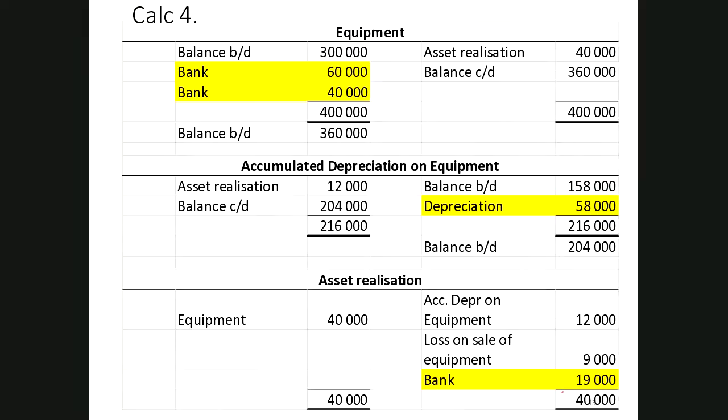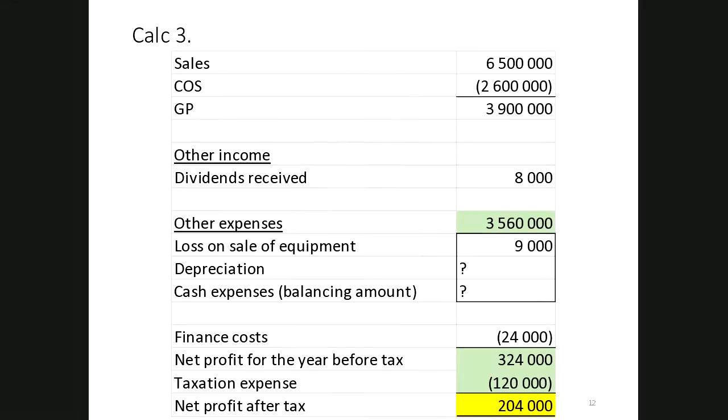So we put that, sorry, let me go back one. We put that 204,000 here at the bottom of our reconstructed statement of profit and loss. The taxation expense they've given me in the question, they've told me that the tax expense for the year is 120,000. That means the net profit before tax must have been 324,000. I add the 204 and the 120, that gives me the 324,000.